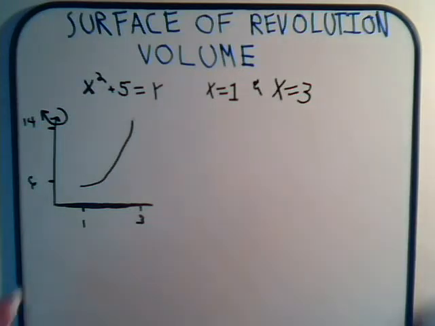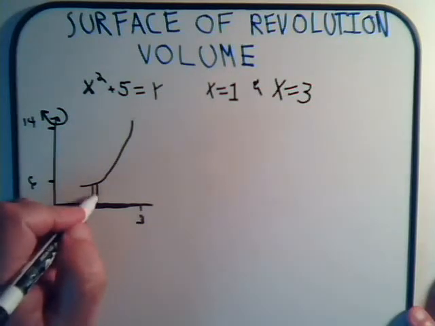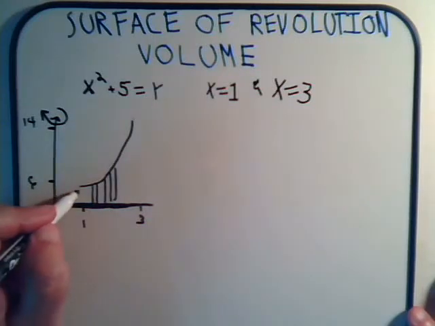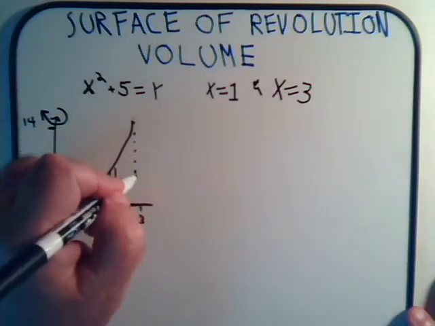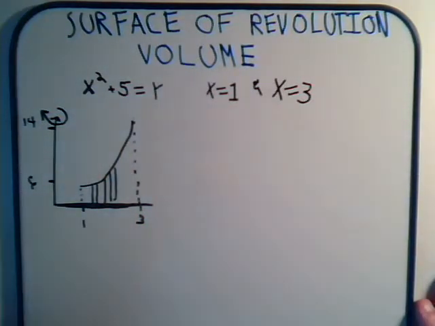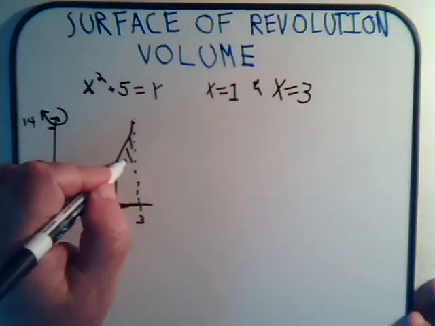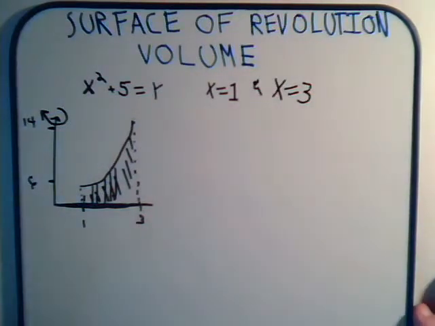So if we're going to use the shell method, then we're forming strips like this, vertical strips, starting at x equals 1 and continuing on out to x equals 3. So if we're using the method of shells, this is the region here being rotated about the y-axis to generate the three-dimensional figure.